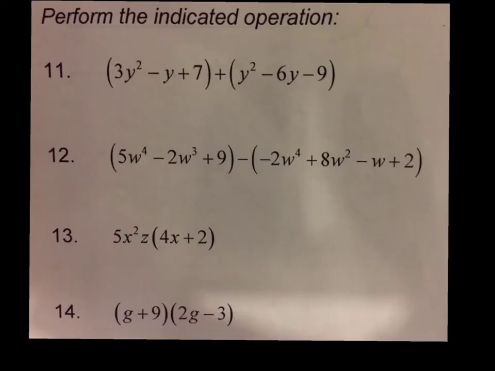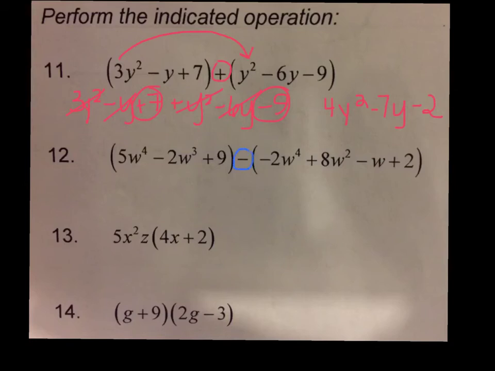Number 13, a lot of mistakes here are made because people try to distribute over the addition sign. All I'm doing here is adding this polynomial to this polynomial. I'm going to combine like terms, so I have 3y squared plus y squared is 4y squared. I have negative y, subtract another 6, so I have subtract 7y, and I have 7 minus 9, which would give me negative 2.